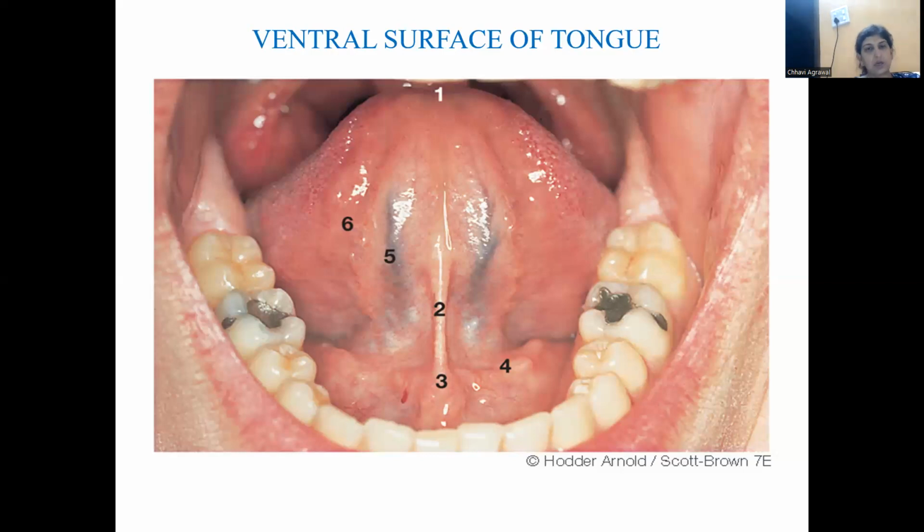So overall, the structure of the tongue, that is, it comprises of the mucous membrane, mucous glands, the lymphoid tissue, fat, muscle fibers, and the fibrous tissue. The mucous membrane of the tongue is covered with stratified squamous epithelium.